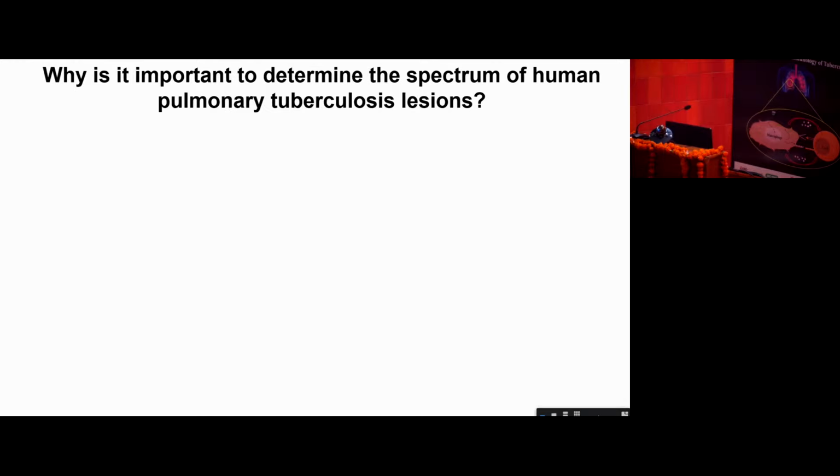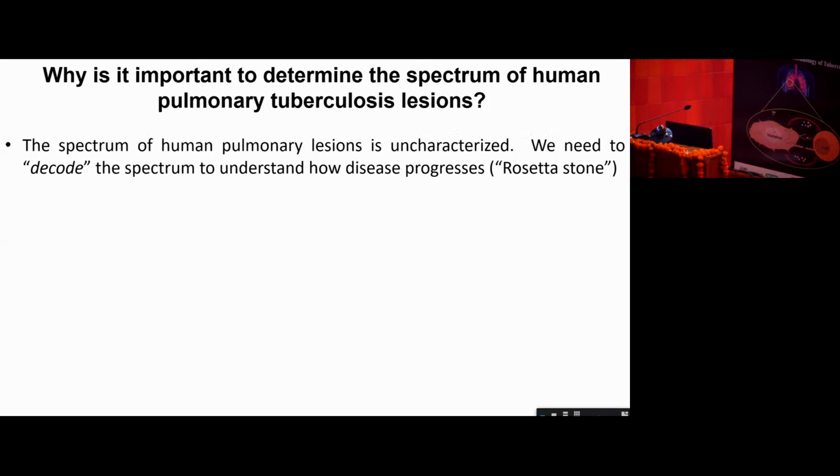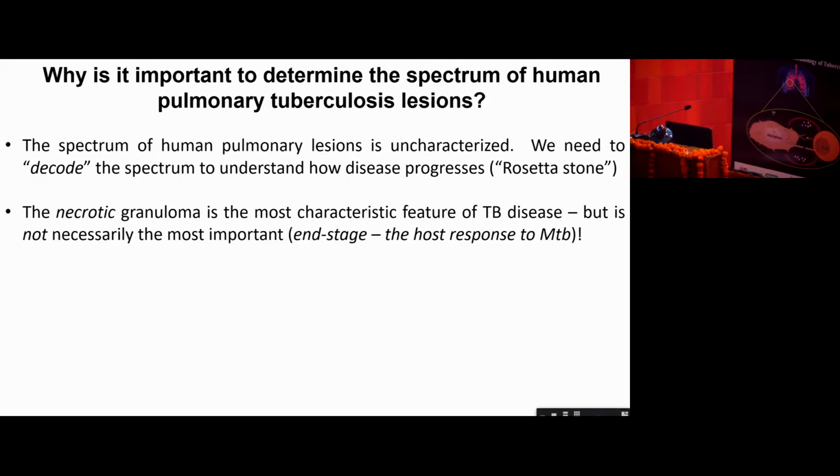Now, why is it important to determine the spectrum of human TB lesions? Number one, the spectrum of human TB lesions is uncharacterized. We know what a caseous necrotic lesion is, we know what a cavity is, and that's about where things stopped. So many decades ago, this was an area of very active research, and my view is that we need to decode the spectrum of TB lesions from a modern day point of view to understand how disease progresses. So we need to decode what we see, and for that we need a set of rules.